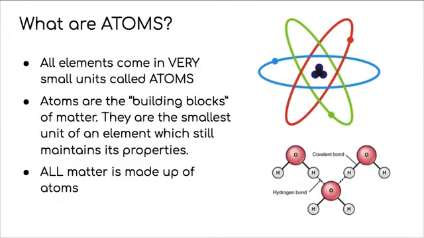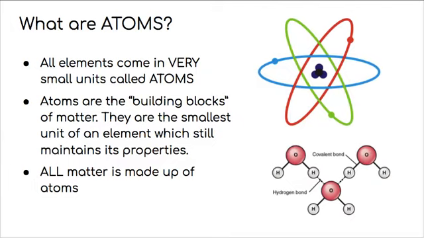Next, we're going to talk about atoms. So what are atoms? Again, something that you've probably heard of or seen. Atoms are simply the smallest units of matter. All of the elements that we just discussed come in these very, very tiny little units called atoms. So you can think of them as the building blocks. All elements, and therefore all matter, is made up of these tiny little units called atoms. They're the smallest unit you can break an element down into and still maintain its properties.